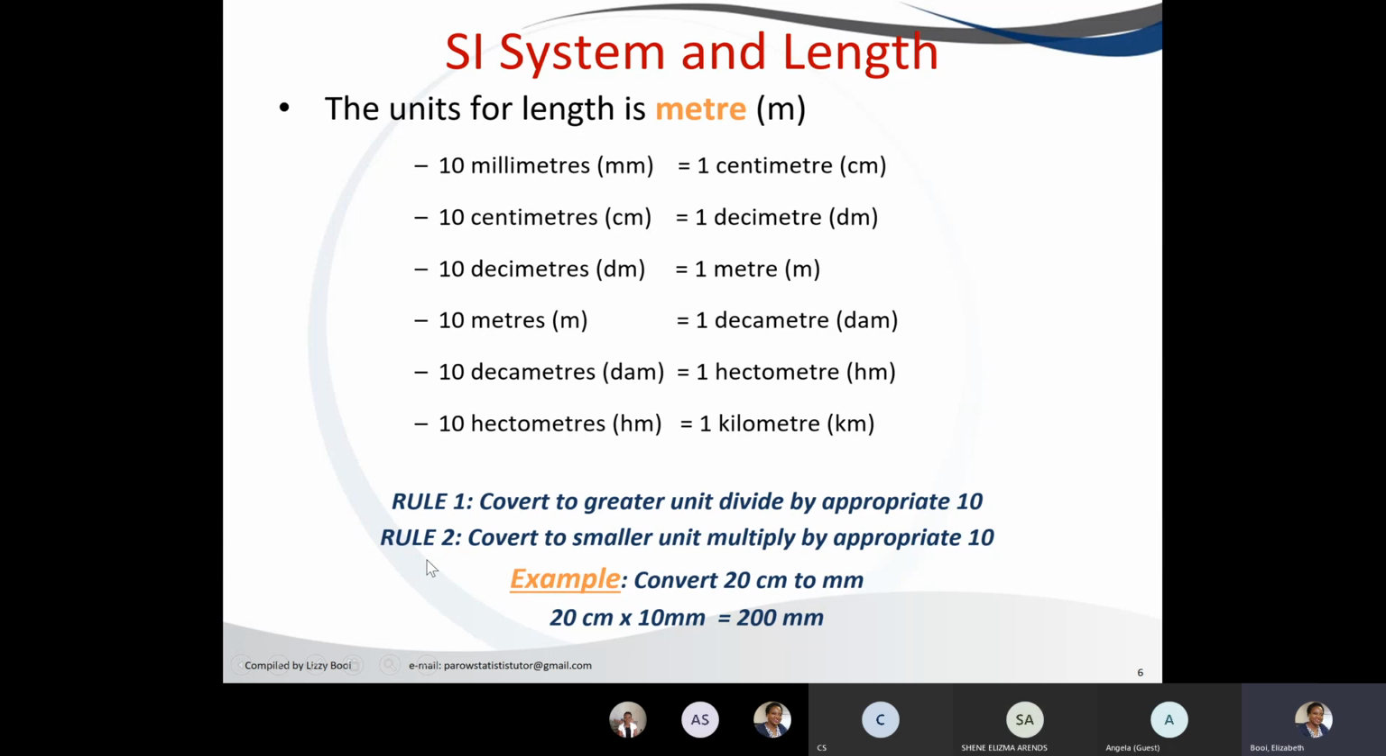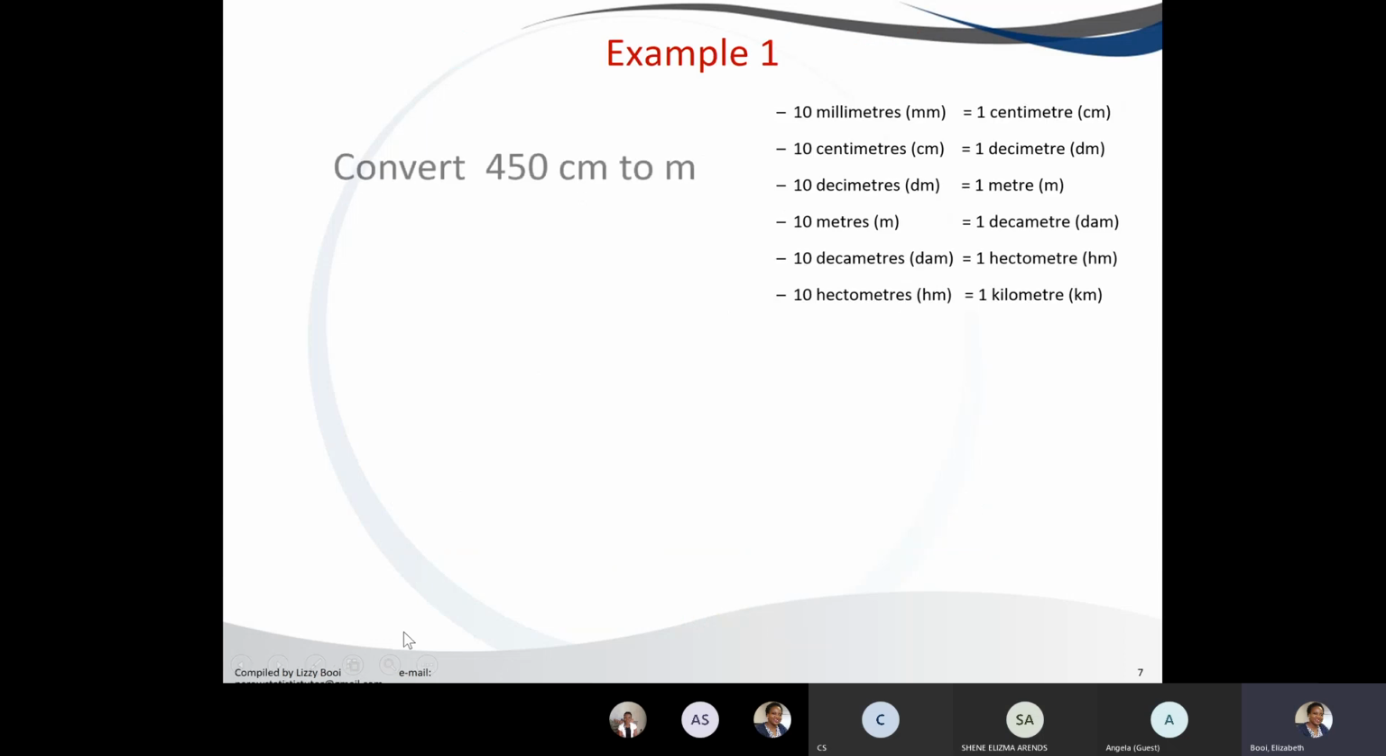The other way of doing these questions, and the easy way, which I always find, is to simplify the units and do the conversion. Let's say I need to convert from 450 centimeters to meters. Now, if you remember the SI unit, just give me a sec. I need to find my pen so I can write. I need to go to my SI unit table that I remember what it looks like.